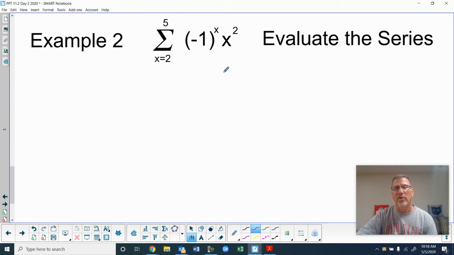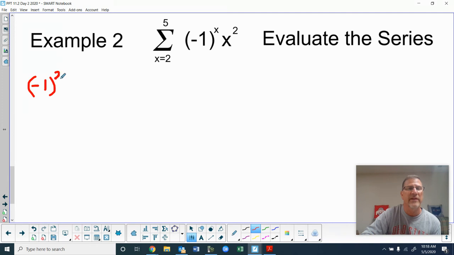So another problem with 4 answers first, and then add up those 4 answers to find the answer to the series. Remember, when we're evaluating this series, we're adding all the terms up of the sequence. All right, so this would be -1, and we're putting 2 in for x to start, so a 2 for that exponent, and a 2 in for that x.